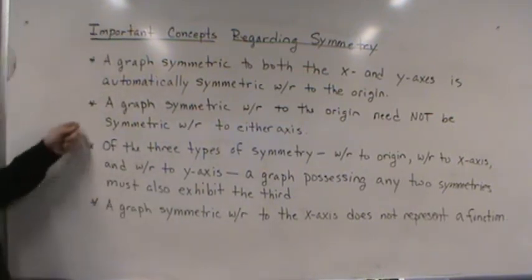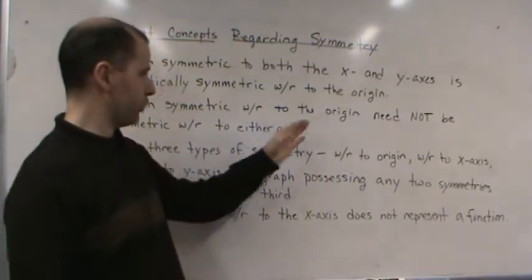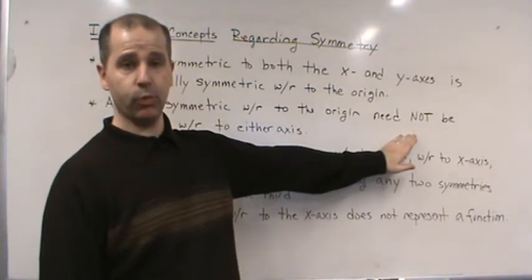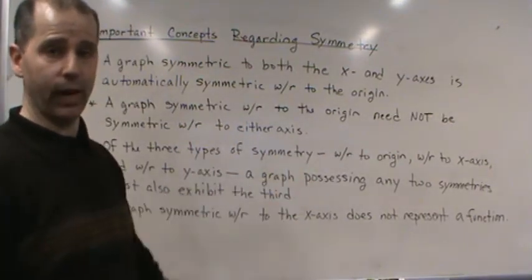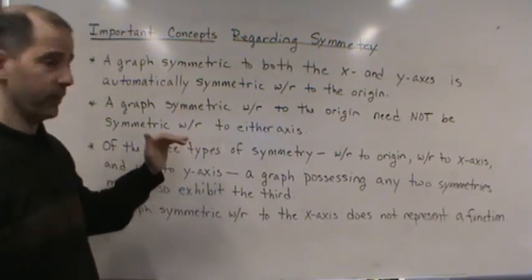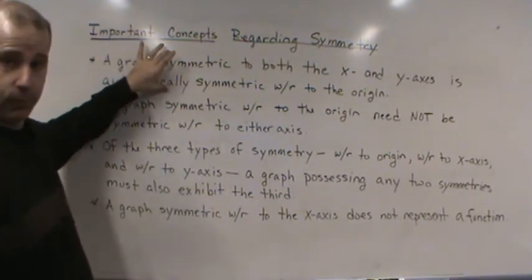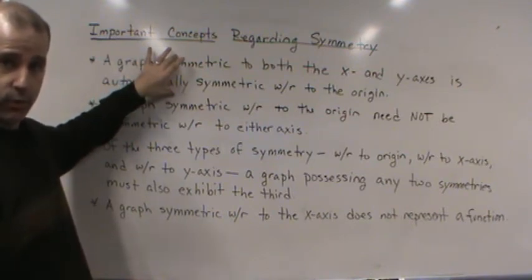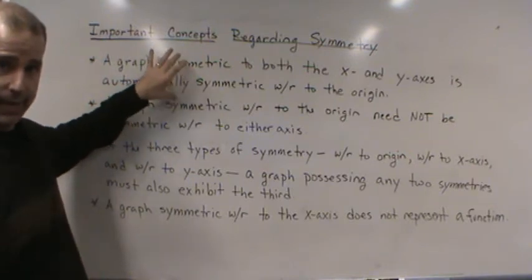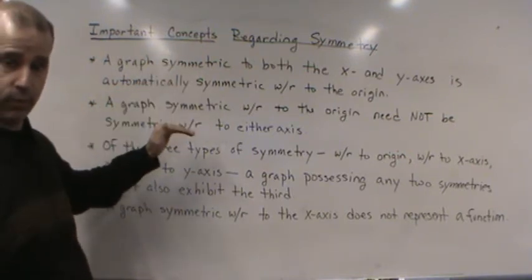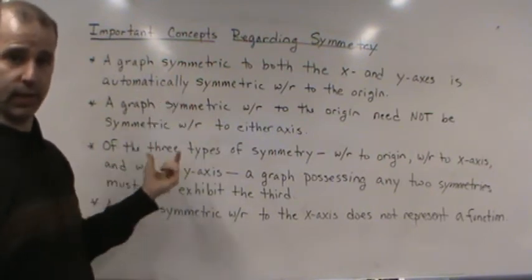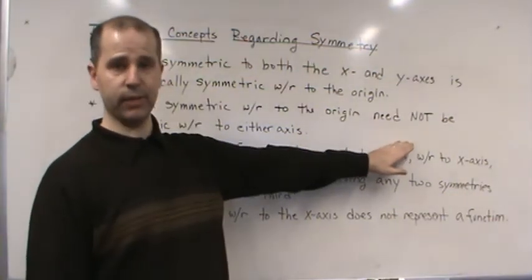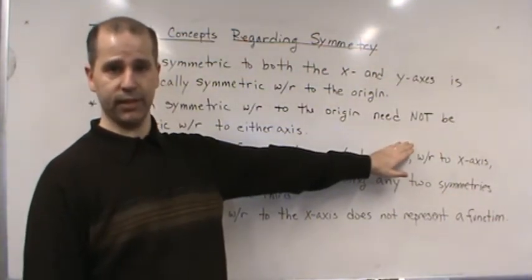Now the next one says a graph that is symmetric with respect to the origin, though, does not need to be symmetric with respect to either the x or the y-axis. So it doesn't go the other way. If a graph of a function or an equation is symmetric with respect to both the x and y axes, then it must be symmetric with respect to the origin, but it doesn't go the other way. Just because something is symmetric with respect to the origin does not mean that it has to be symmetric to either one of the axes. It doesn't have to be.